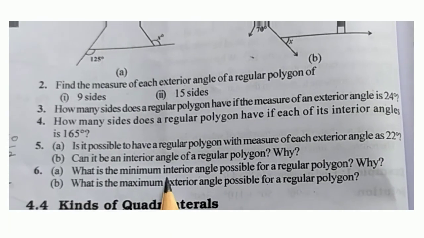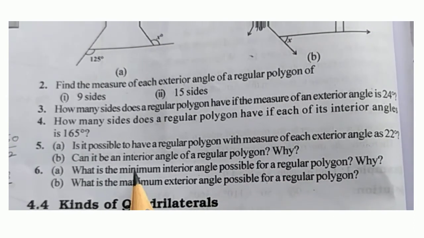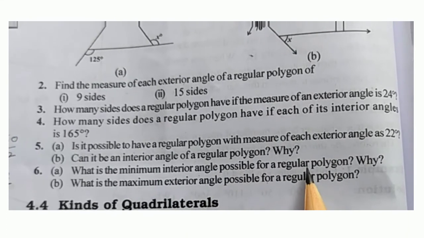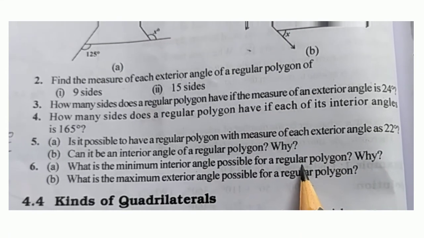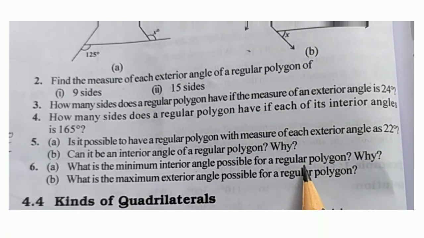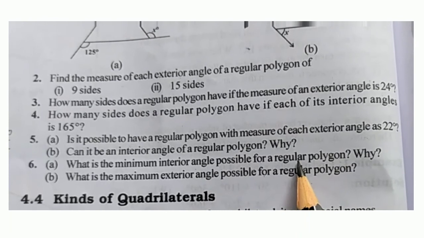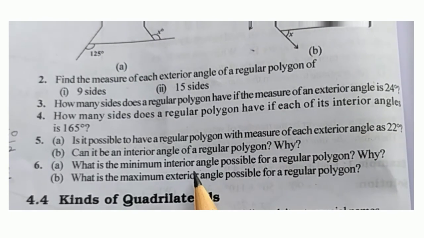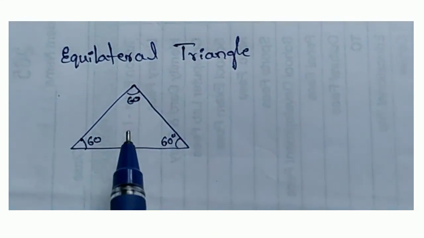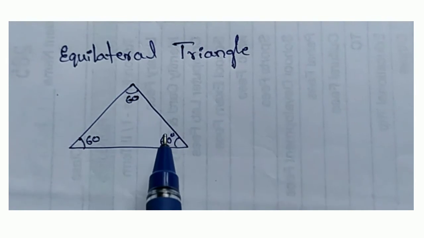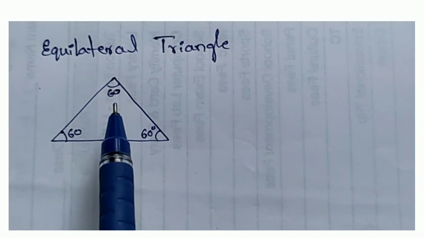Now the sixth one: what is the minimum interior angle possible for a regular polygon and why? Okay, for the minimum interior angle, you will get the smallest polygon having the fewest sides, which is nothing but our triangle. So if you take the triangle as the regular polygon with the fewest sides, then we will get the interior angle as 60 degrees in the equilateral triangle. Okay, so it will be the very least interior angle of a regular polygon.